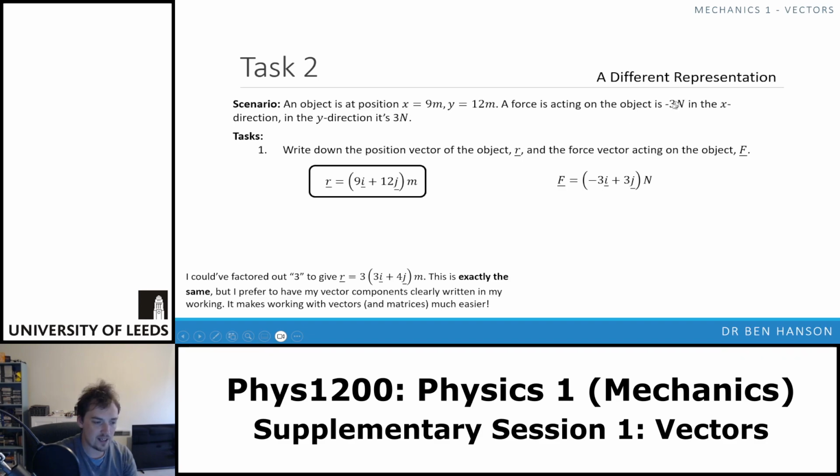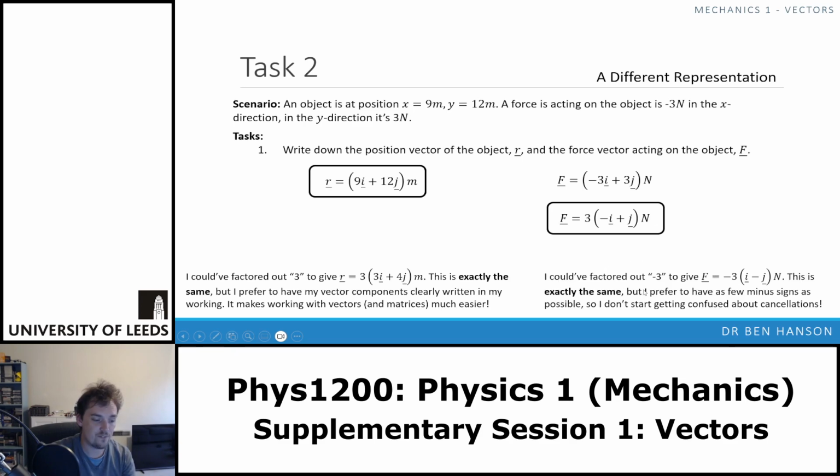So f then is minus 3 in the i direction and 3 in the j direction. Again, I've factored out the units. Here, because it's the same in both directions, I have factored it out because it's clear that it's the same in every direction. That's the only time I ever factor numbers out of vectors myself. And it shows me that it's minus i and plus j directionally. I could have factored out minus 3 and got minus 3i minus j. Again, that's exactly the same, but I want to minimize the number of minus signs that I have, so I don't say, oh, I've got minus times minus times minus. I don't want to be timesing minuses together, so I've just taken 3 out and kept the minus in there. I could have said j minus i as well, if I wanted.